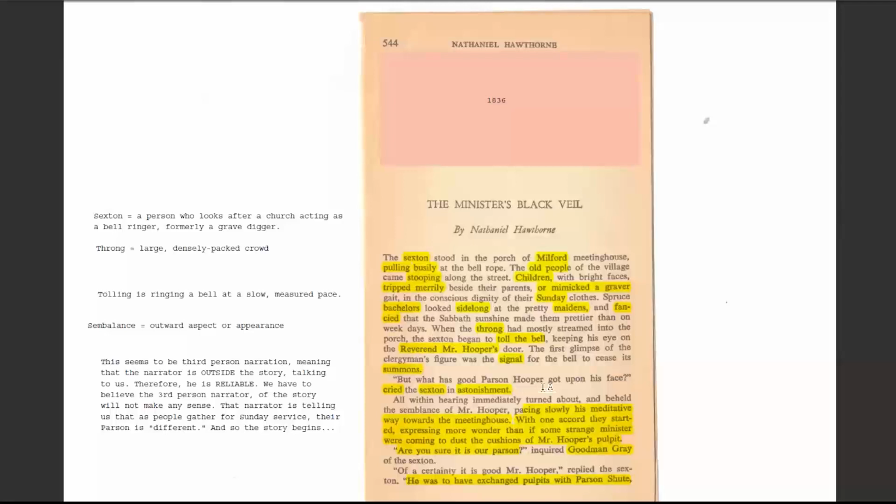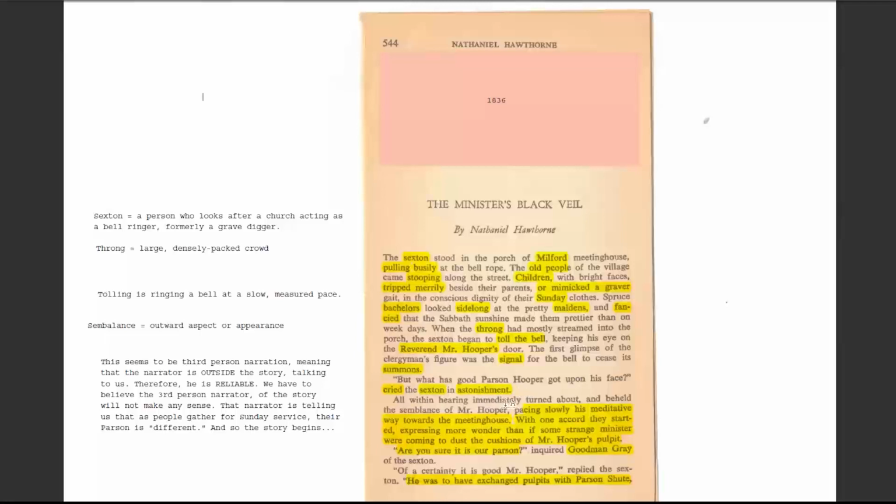"But what has good Parson Hooper got on his face?" cried the sexton in astonishment. So he's watching for the door so he can stop ringing the bell. And he says out loud, "What is this? What has the parson got on his face? He's got something on his face."